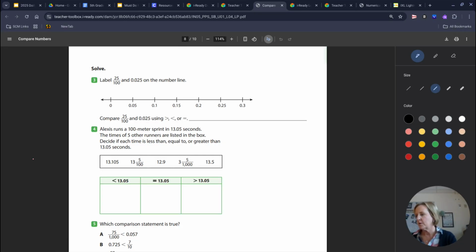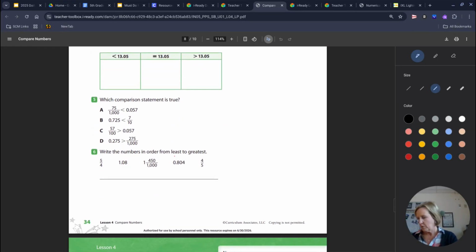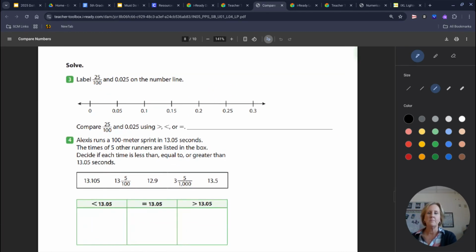We are going to do a couple of pages in our practice book, so I'd like you to please open up to page 34. We're going to start on page 34, make sense of a few problems, and then we will be done. So let's take a look at number 3. It says label 25 hundredths and 25 thousandths, tenths, hundredths, thousandths on the number line.